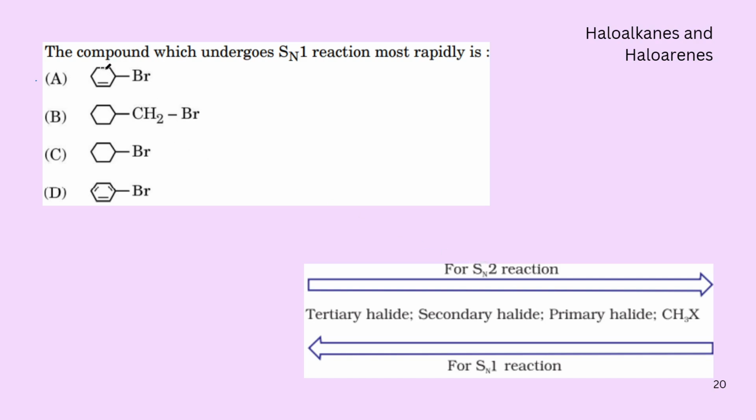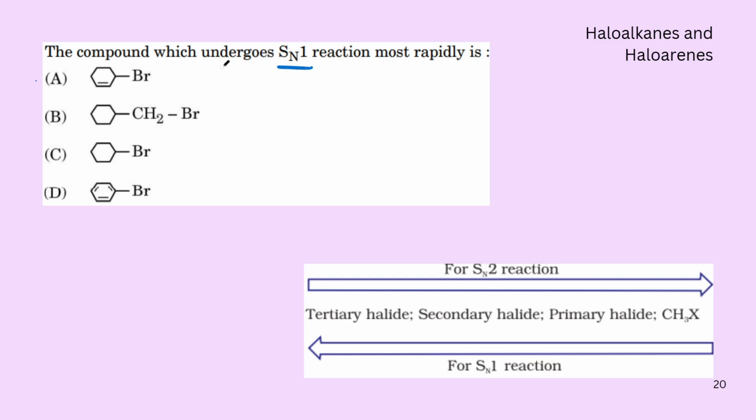Okay, so the compound which undergoes SN1 reaction most rapidly is... So SN1 reaction involves two steps. The first step is the formation of a carbocation, and then the second step is when the nucleophile comes in, attacks from the back, and then that leads to the formation of our product.